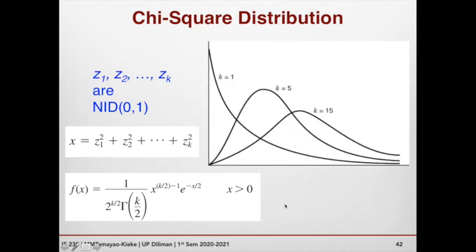You can see in this graph from Montgomery several chi-square distributions. And as you can see, the skewness differ. The mean and variance are mu equals k and sigma squared equals 2k.